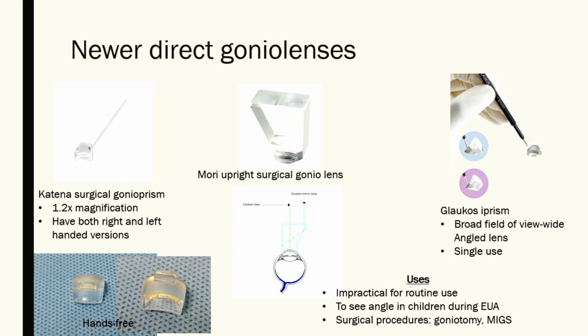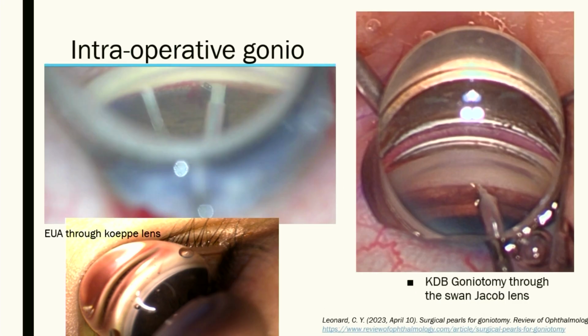Mainly, they are going to be used to see the angle of children during examination under anesthesia and for surgical goniotomy and MIGS. So these are some images of how the angle is going to look like through a direct gonio lens. The first two images are showing us KDB goniotomy being done, this through the Koppe's lens and this through a Swan-Jacob lens, while this is showing us examination under anesthesia through the Koppe's lens.